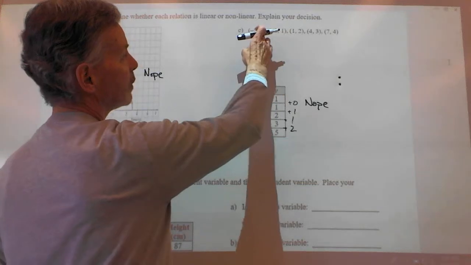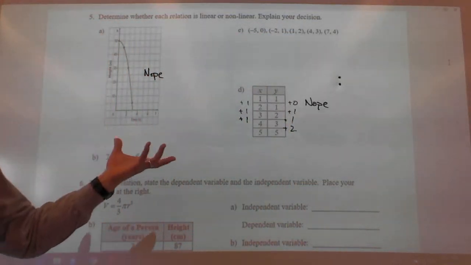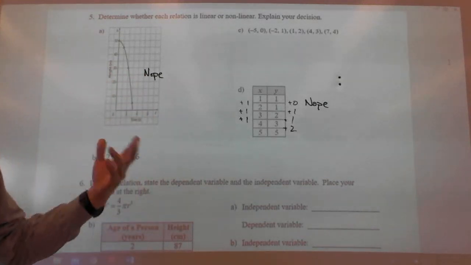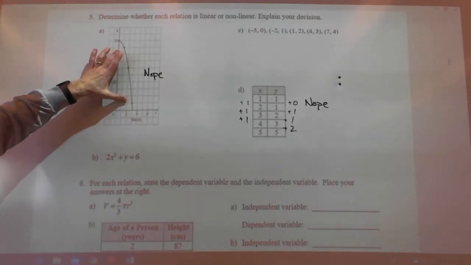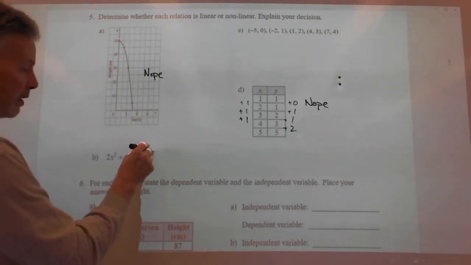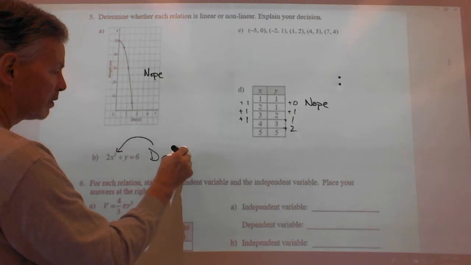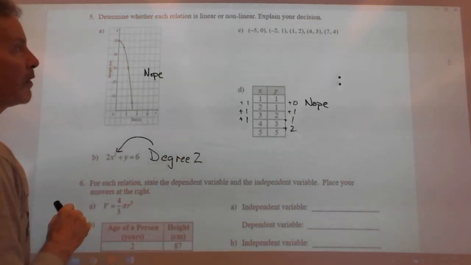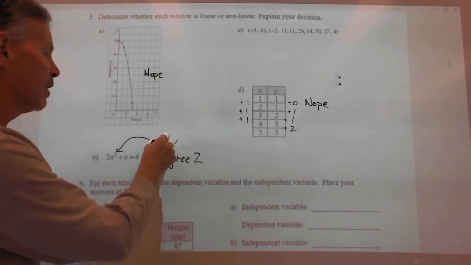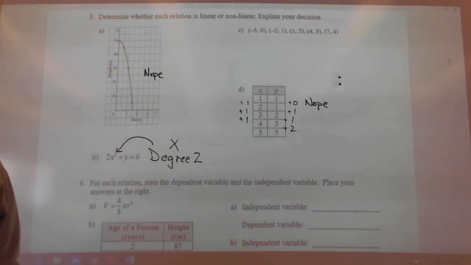And you can do the same thing with these. If you have a regular increase or decrease, it's linear. If you have a straight line, it's linear. If we look at B, you can see right here, you have a degree 2 relation, and remember, linear relations have to be degree 1. So, of the ones we've looked at, none of them is linear.